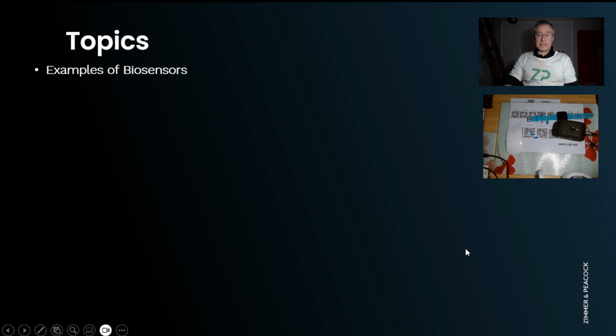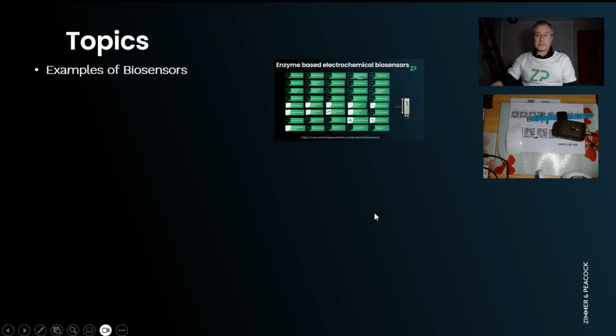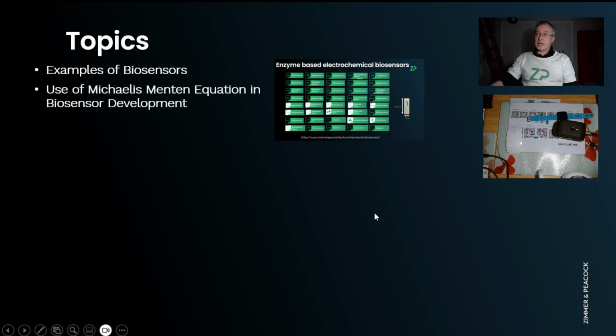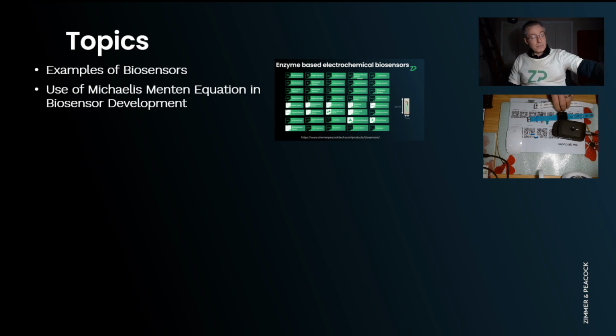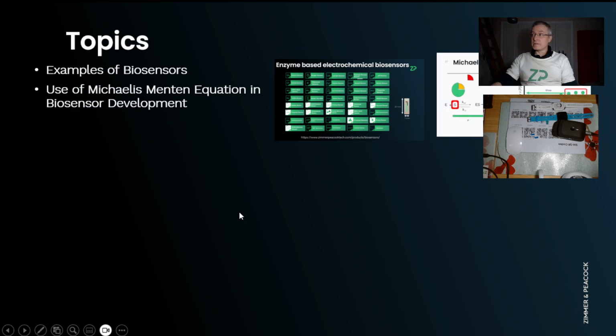So topics today are examples of biosensors. I'll mention glucose and alcohol, ketones, etc. I'll talk about the Michaelis Menten equation, and the Michaelis Menten equation, by the way, really does define a curve, and that curve truly reflects what we actually end up seeing in the lab. So it's not just a theory. The theory is very well correlated with practice. So we'll talk about the Michaelis Menten kinetics.